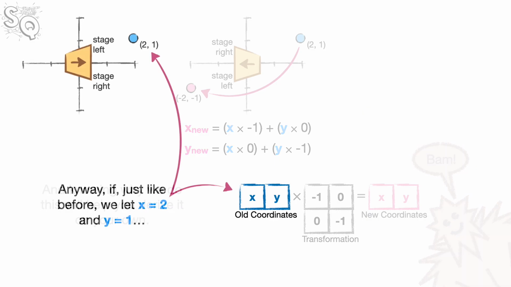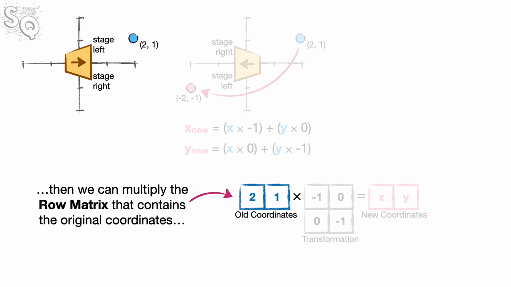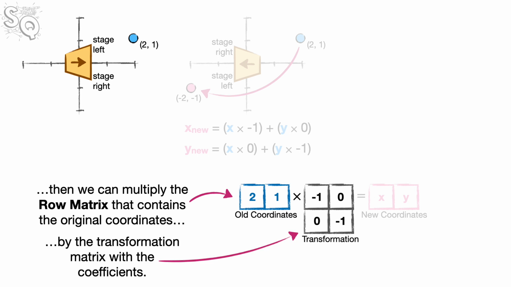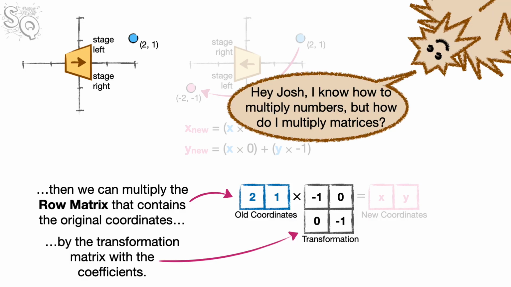Bam! Anyway, if, just like before, we let x equal 2 and y equal 1, then we can multiply the row matrix that contains the original coordinates by the transformation matrix with the coefficients. Hey Josh, I know how to multiply numbers, but how do I multiply matrices?